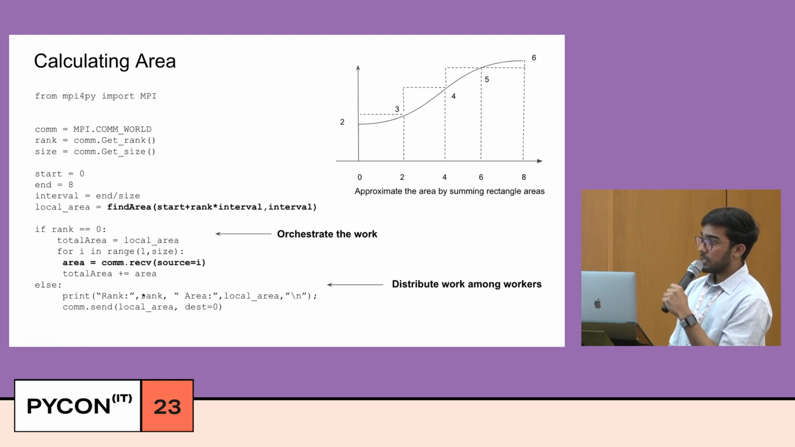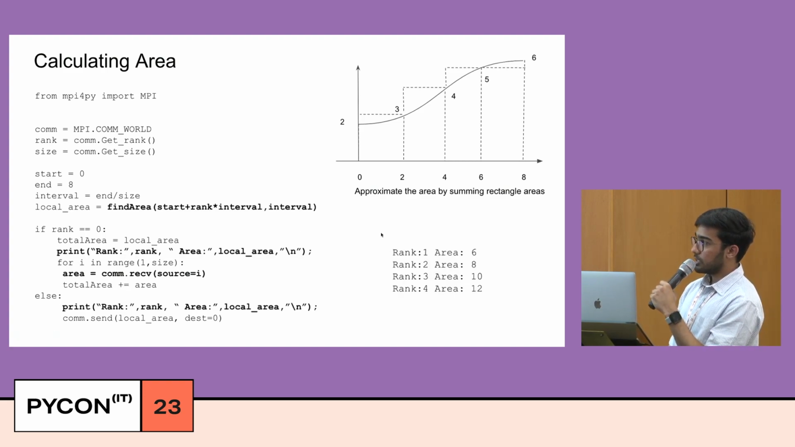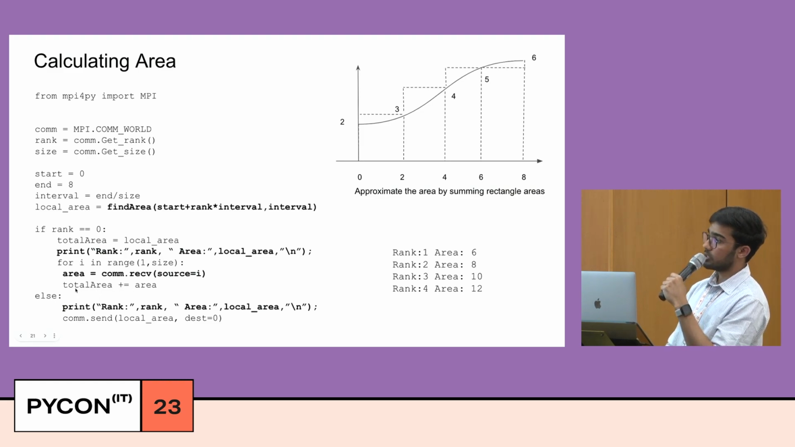So basically, all the other processes can compute their own area. They already did it here, but they still need to send the data to process 0. So they do that here. So we would have output something like this. Each rank would calculate their own area, and they would send the area to rank 0. And at the end of the program, rank 0 would have the total area stored in this total area variable.